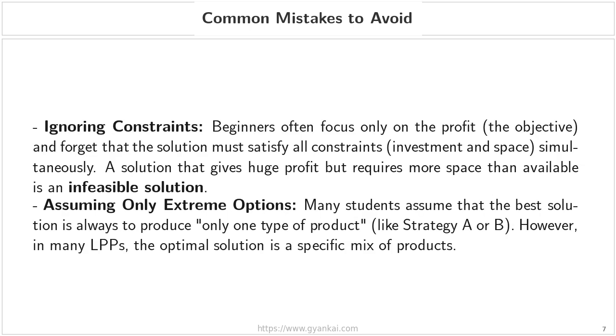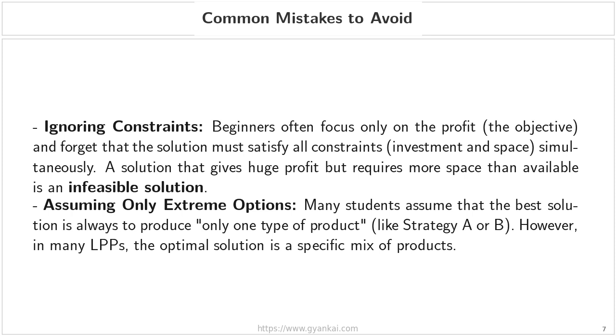Second, try not to fall into the trap of assuming only extreme options will work. In our earlier examples, we looked at strategy A, which was only tables, and strategy B, which was only chairs. While one of those happened to be quite profitable in our specific scenario, you cannot assume the best answer is always to pick just one product. In many complex linear programming problems, the absolute best, or optimal, solution is actually a specific, carefully calculated mix of both products.